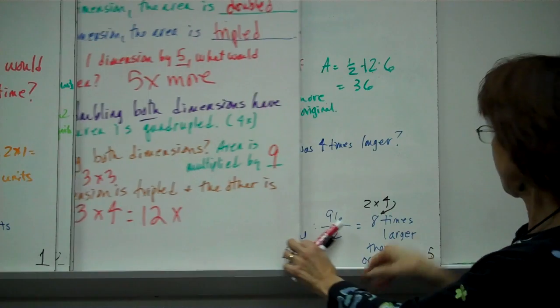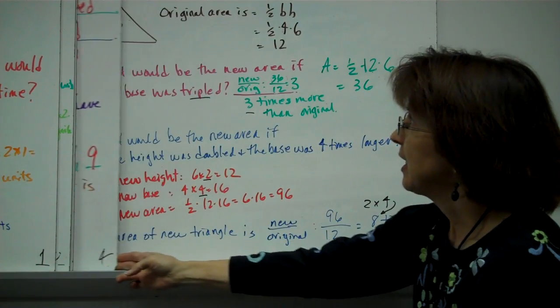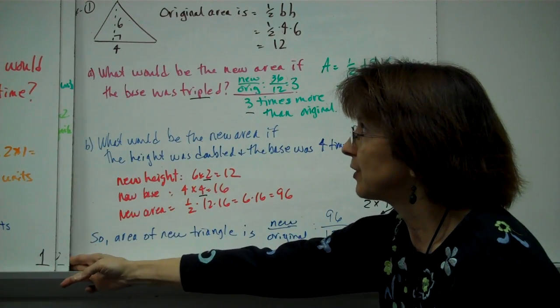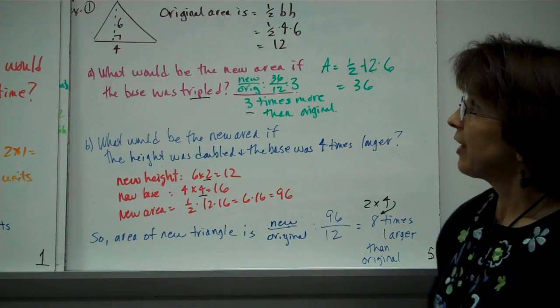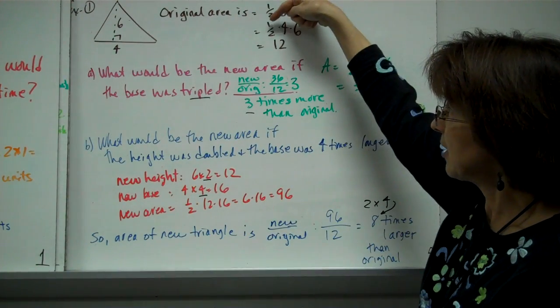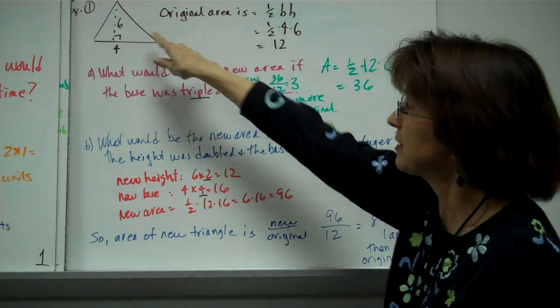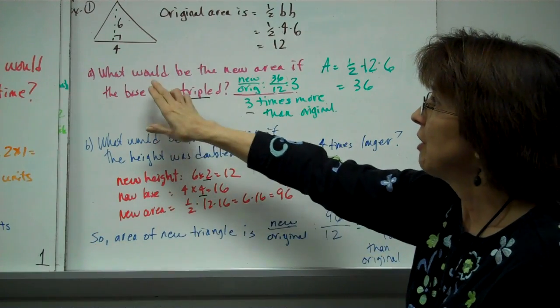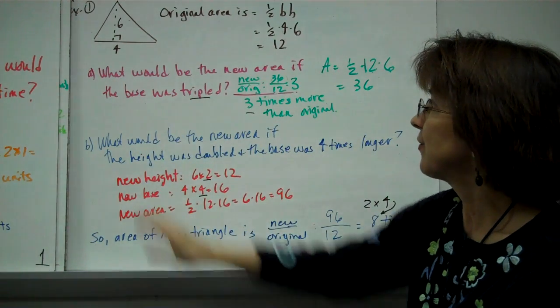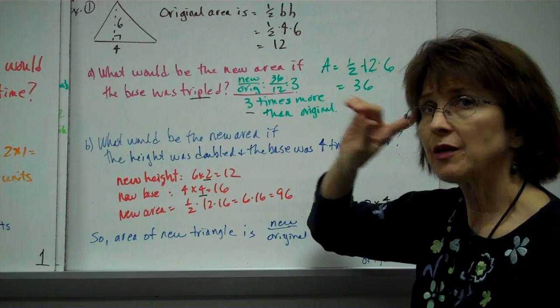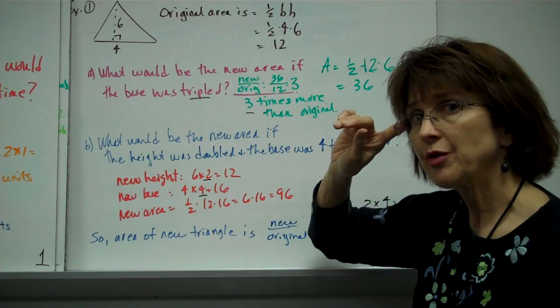All right, next, let's take a triangle now, okay? The original area is, of course, 1/2 the base times the height, so it's 1/2 times 4 times 6, which is 12. Well, what would be the new area if the base was tripled? Well, we're thinking if one dimension is tripled, the area would be 3 times more.